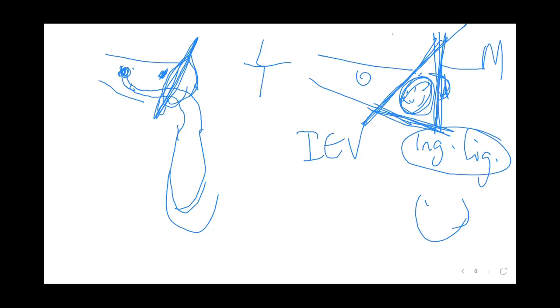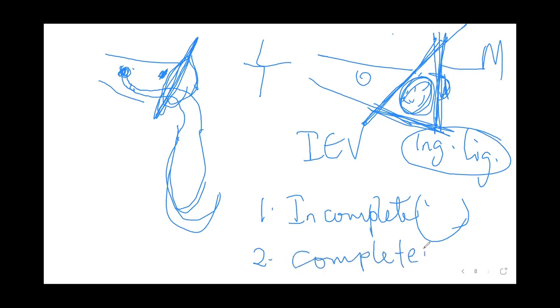Now, what are the types of indirect hernia? There are two types of indirect hernias. They could be one, incomplete, and two, complete. When you say incomplete indirect inguinal hernia, it means the hernia enters the inguinal canal through the deep ring, but it has not descended completely to the scrotum. It could be within the canal, or it has exceeded the superficial ring, but it has not descended down to the scrotum.